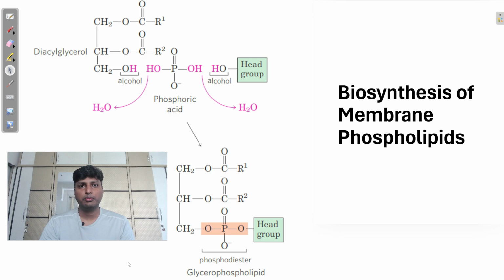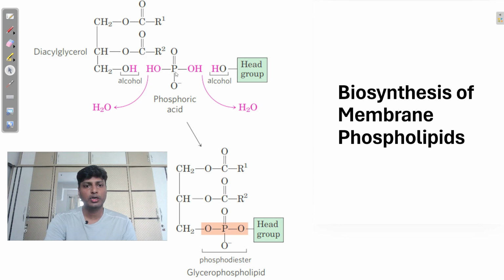Now you have to remember how a head group is attached to the third carbon. For that, there comes a role of a particular intermediate, that is phosphoric acid. In this picture you can see that phosphoric acid will condense both the OH groups. One OH group is of the head group and the other OH group is of diacylglycerol.